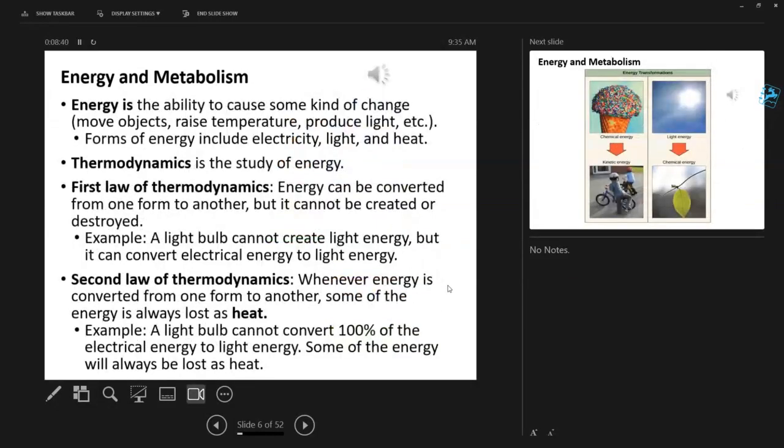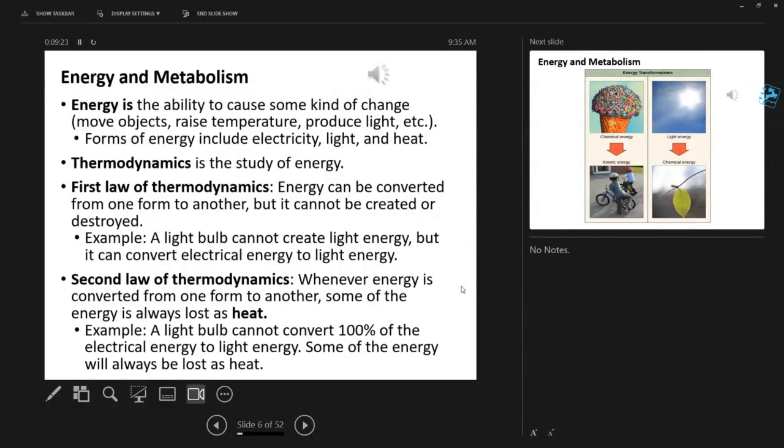Okay, so what is energy? It's kind of hard to define, but the ability to cause some kind of change. So energy is described as a capacity to do work. Work means moving a force through a distance, or raising a temperature, producing light. But these are all types of energy. An object that's moving has energy, and anything that has any heat in it, that's a type of energy. Light is a type of energy. Electricity.